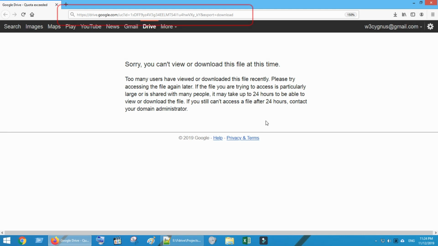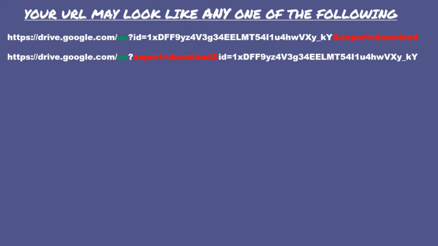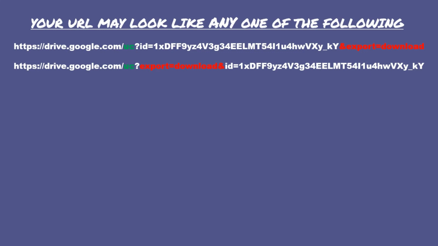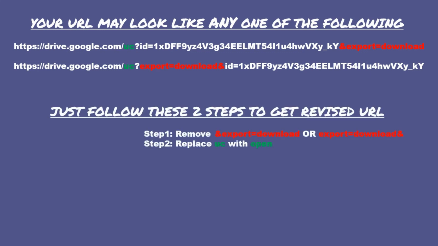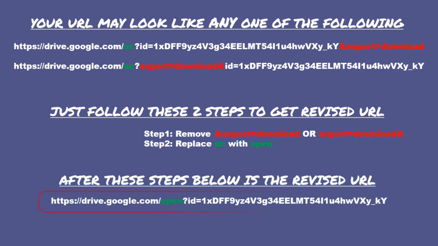We are making two simple changes in the URL. Your URL may look like one of the below. Just follow these two steps to get the revised URL. Step 1. Remove export equals download along with the and symbol. Step 2. Replace UC with open. After these changes your revised URL will look like below.